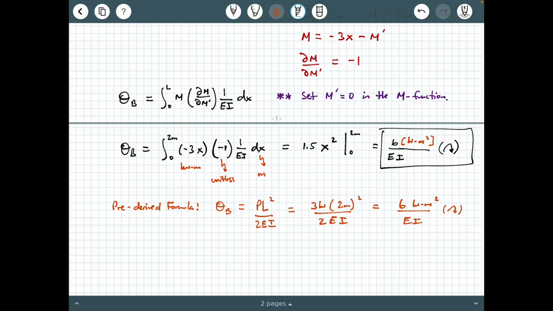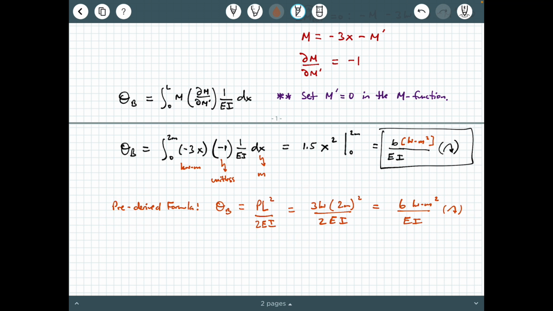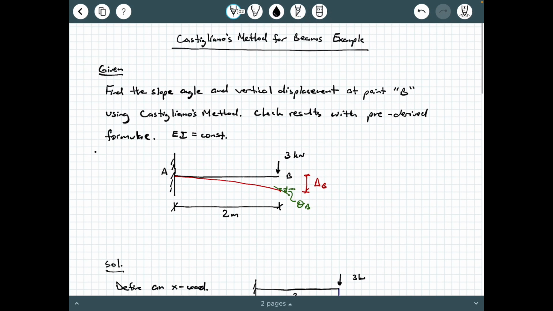So this is just a way to check ourselves, make sure we're checking things off correctly with Castigliano's method. All right, that's half of the problem. The problem asked for something else. The problem also asked for the vertical displacement at point B.